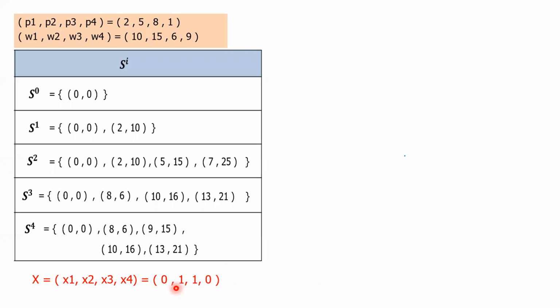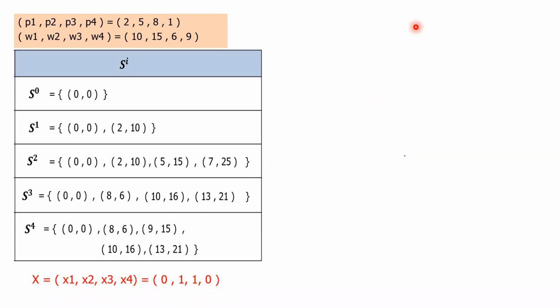Okay, now how did I get this 0, 1, 1, 0? This information I have extracted from the formulated sets, from the sets that I have formulated, S0, S1, S2, S3, and S4. From these sets, I have extracted this information of 0, 1, 1, 0.